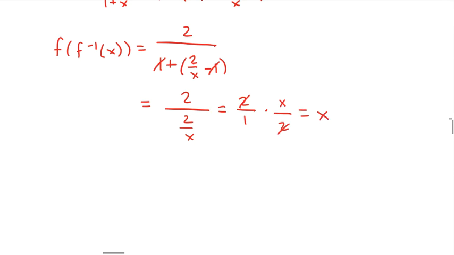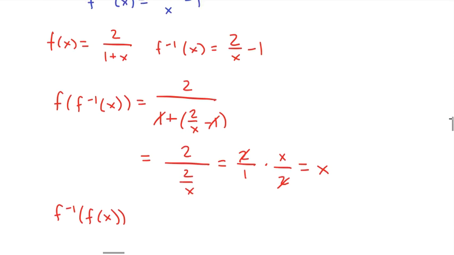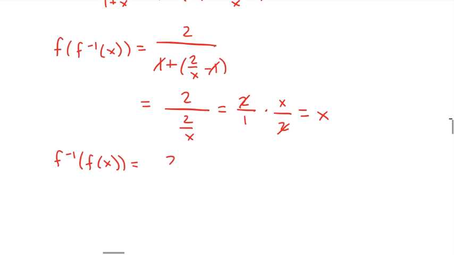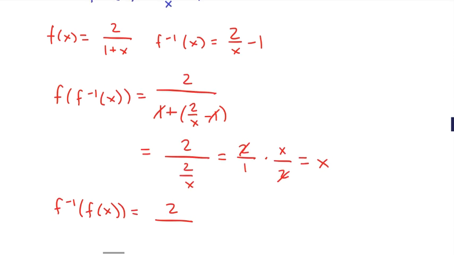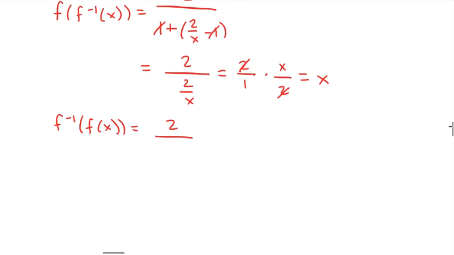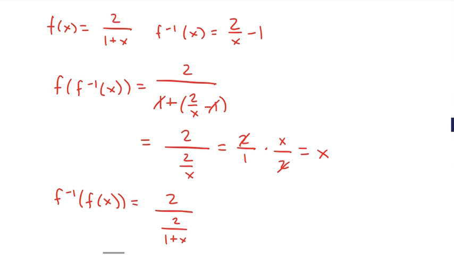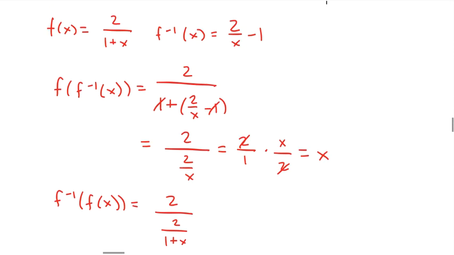Now let's verify the other composition, f inverse of f of x. So we're going to take f inverse, and wherever there's an x in f inverse, we're going to plug in the original function f of x. So we're going to have 2 over, there's an x in our inverse function, so we're just going to plug in f of x there. So we have 2 over 1 plus x, and then we have a minus 1.